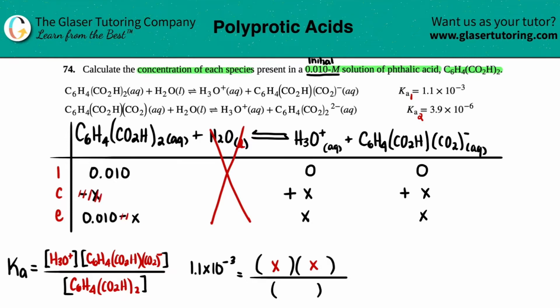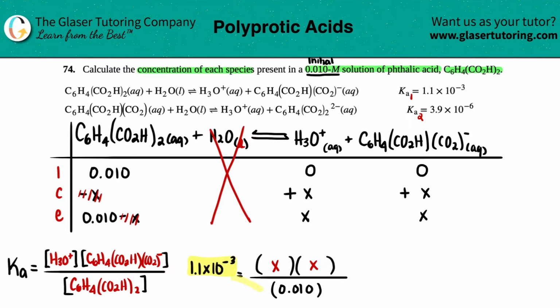If it's small enough, the change is so small that the numbers between initial and equilibrium would probably stay the same. So we're going to try that out first, and then we're going to do a check to see if we can do it. If not, we got to do the quadratic. So fingers crossed, guys. Let's see. So I'm going to just solve for X.